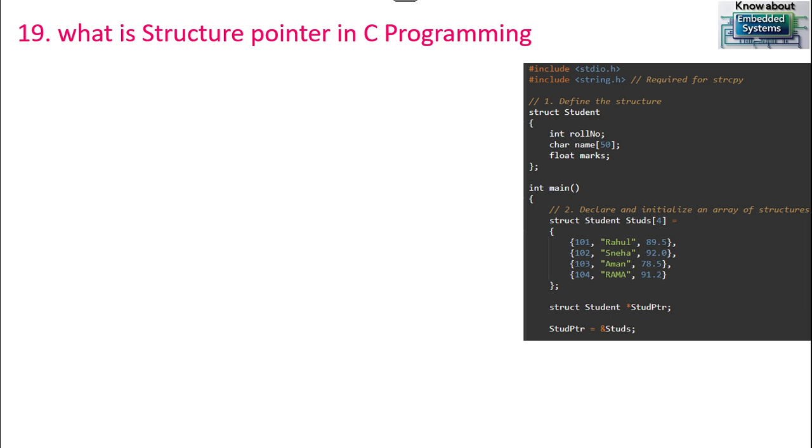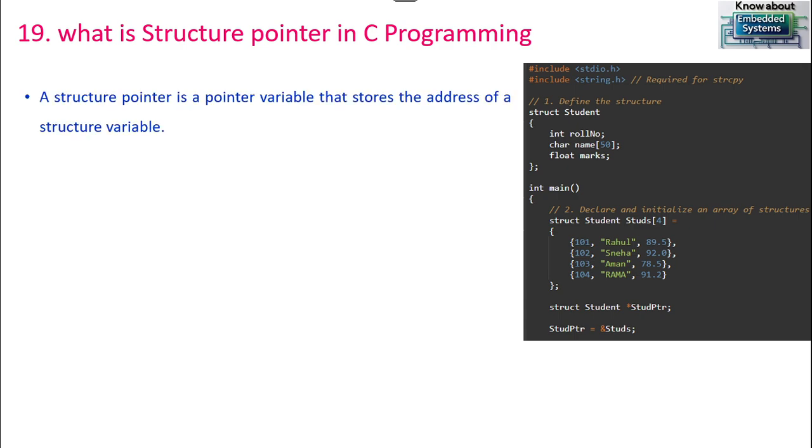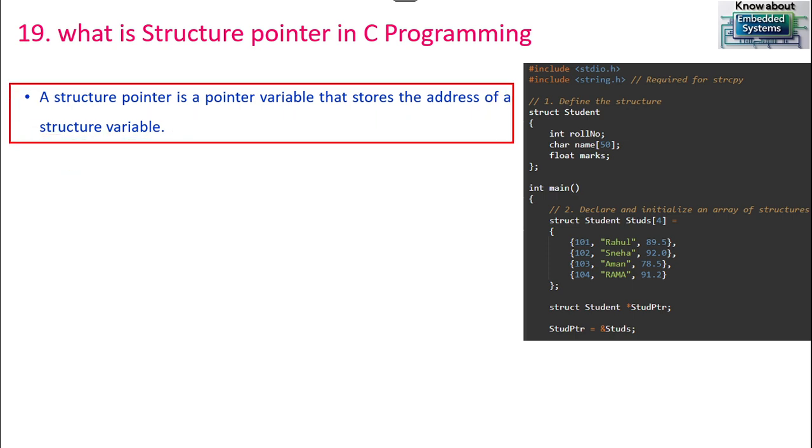So basically, a structure pointer is a pointer which is used to store the address of any structure. Try to understand the definition here: a structure pointer is a pointer variable that is going to store the address of any structure variable. Now I will show you with the coding.